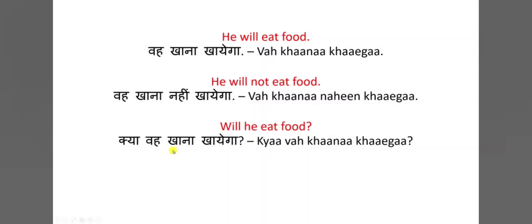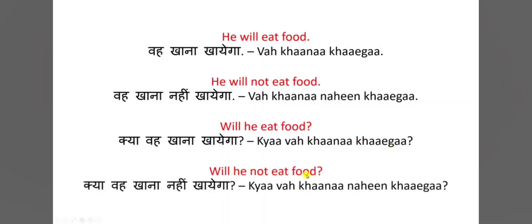Will he eat food? क्या वह खाना खाएगा? Will he not eat food? क्या वह खाना नहीं खाएगा? So these are 4 sentences. Positive, negative, question and a negative question. Right? And you know how to frame all these.